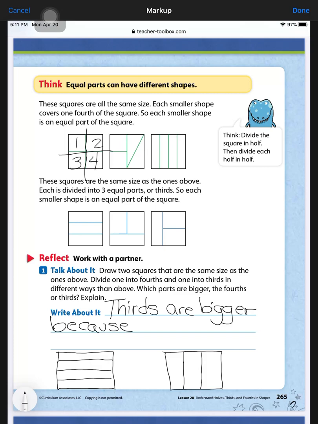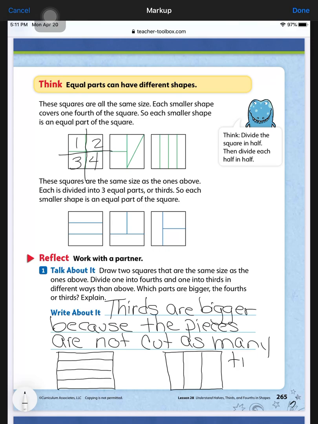So, because the pieces are not cut as many times. And I'm sure there's probably a better way for me to explain that to you all.